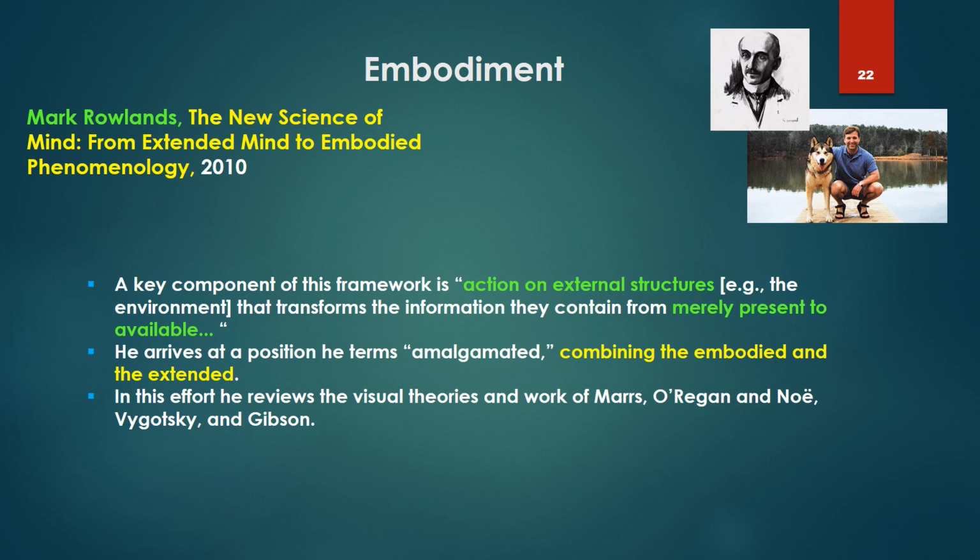So a key component of Rowlands' framework is, quote, action on external structures, that is the environment, that transforms the information they contain from merely present to available. And he arrives at a position he terms amalgamated; that is, he looks at lots of positions in the many E's that we're dealing with here. He comes up with an amalgamated position which combines the embodied and the extended. And in this effort, he reviews the visual theories and work of Marr, O'Regan and Noë. We'll see Noë's shortly, Vygotsky, and Gibson.